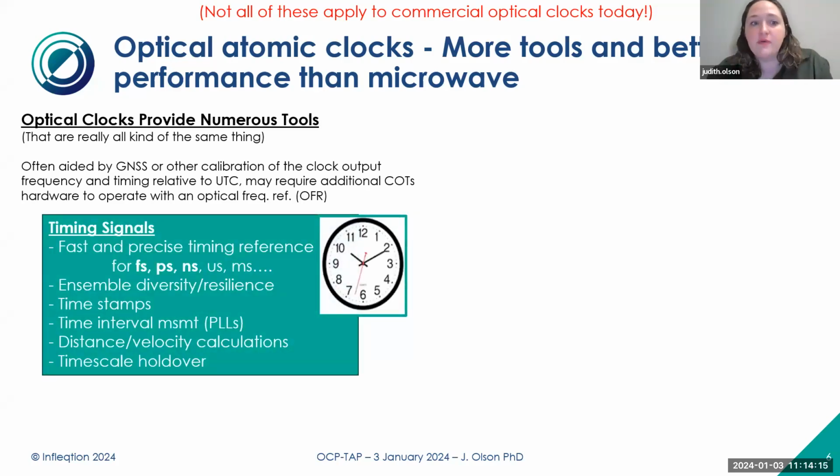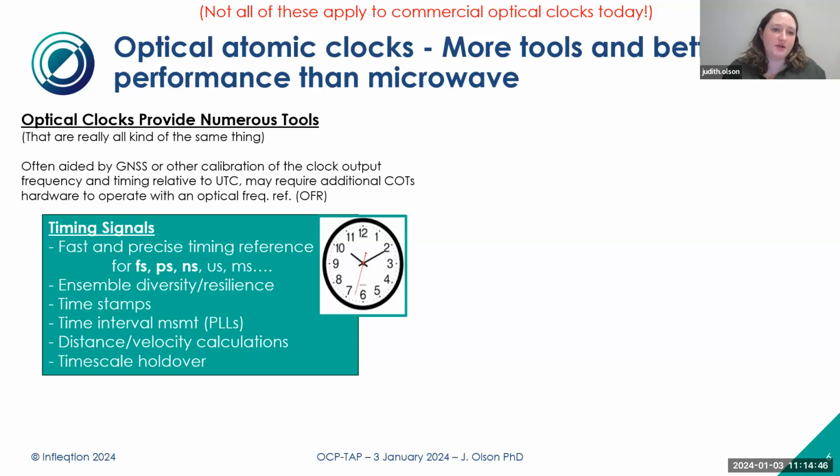One you guys are probably most familiar with is timing signals. Clocks tend to be useful for telling time, surprisingly enough. But these optical clocks can provide, as I was saying before, timing signals far beyond anything available today. So you might be used to worrying about microseconds and milliseconds, maybe nanoseconds. These clocks can support picoseconds and femtoseconds reliably. These clocks are important for expanding your ensemble diversity and resilience. The more diverse your failure modes are, the less likely your entire system is going to go down.